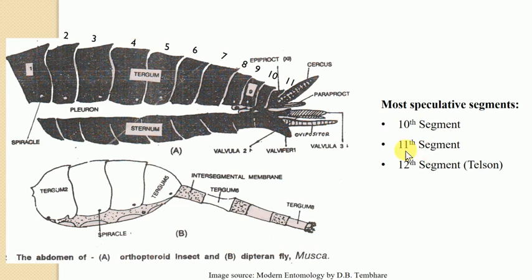The next one, the 11th segment. Now the 11th segment is represented by a pair of appendages. So here you can see the 11th segment, and this 11th segment is always represented by a pair of appendages which are known as the cerci in the adult condition. The singular is cercus. That cercus or cerci is also referred to as abdominal cerci, which is again a characteristic feature of the hemimetabolous insects.